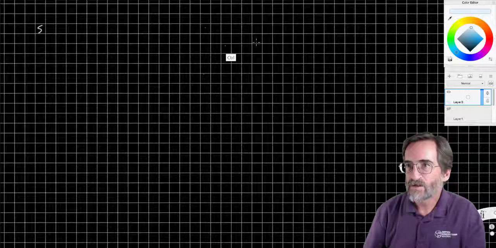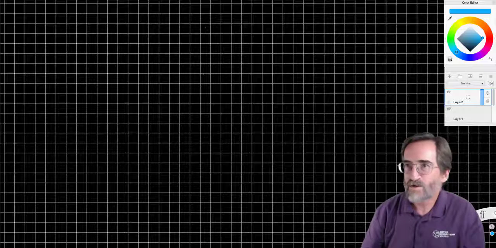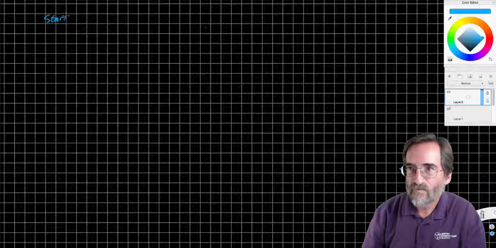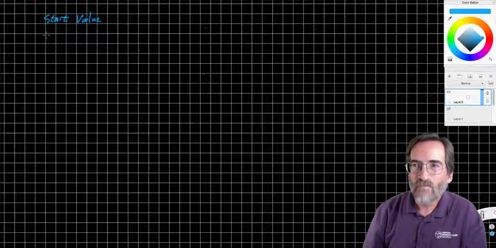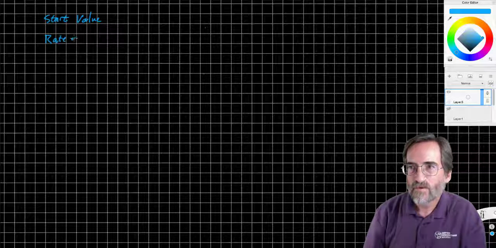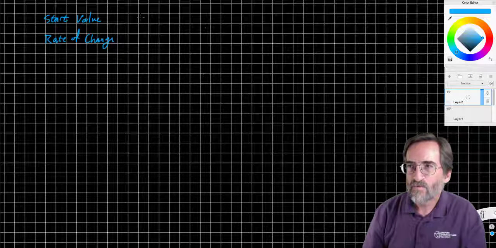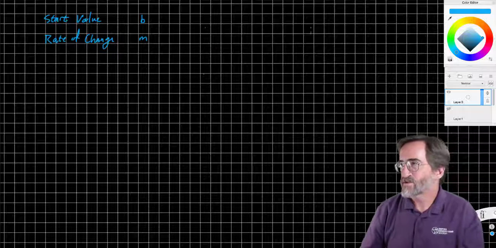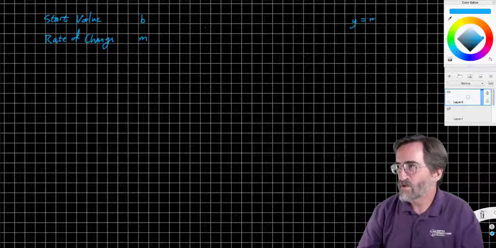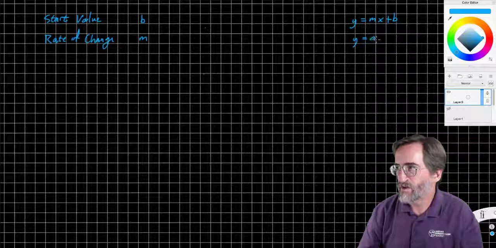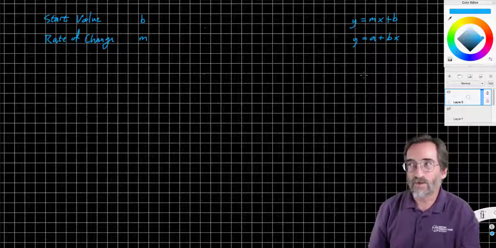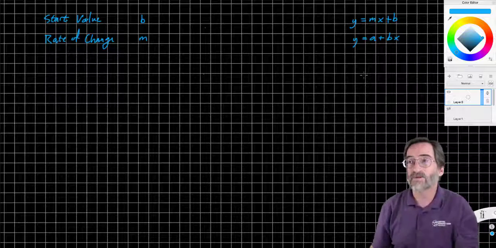Start value. So we have some start value. Okay, and some rate of change. The start value we'll call v, and the rate of change we'll call m, because those are the parts of the linear equation y equals mx plus b, or you'll sometimes see it y equals a plus bx. But in this course, we're going to deal with it in the form y equals mx plus b.